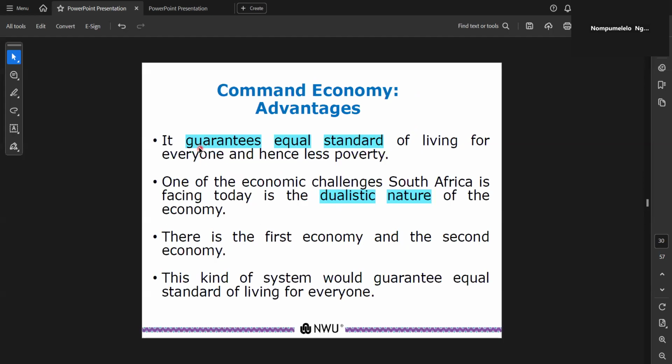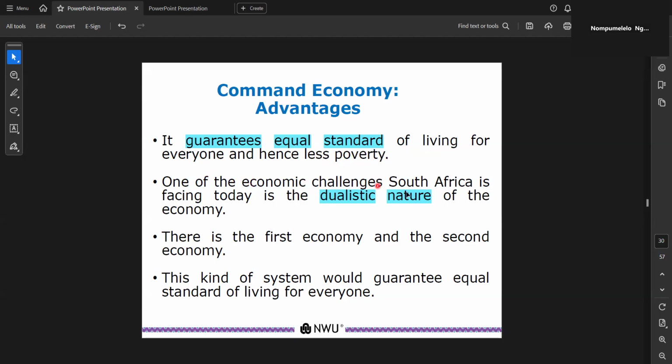And then the advantages of the command system. So for now, we know that the command system is owned by the state. People have no choices. The government decides what to produce, how to produce it, and for whom to produce it. The government also decides who gets what. Now we look at the advantages. The advantage of the command system is that there's a guaranteed equal standard of living, hence there's less poverty. Because the government is the one distributing these resources, there's a guaranteed equal standard of living.